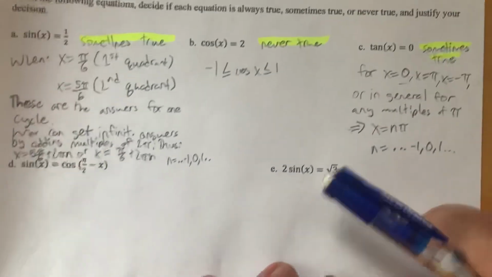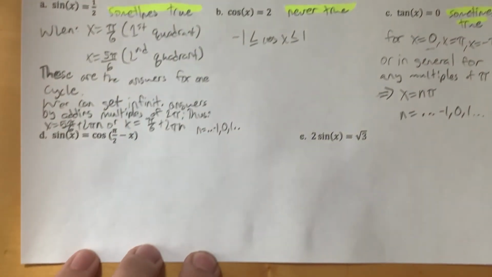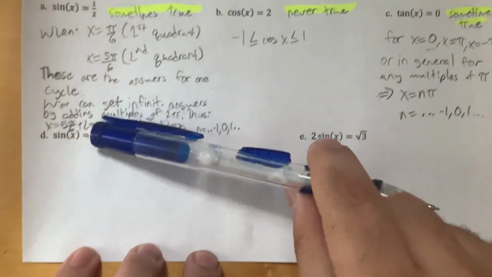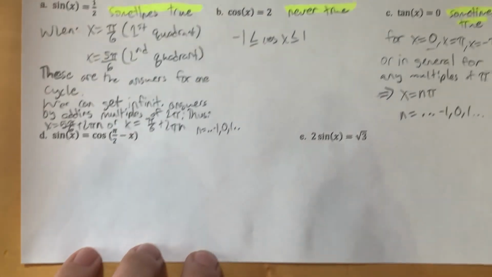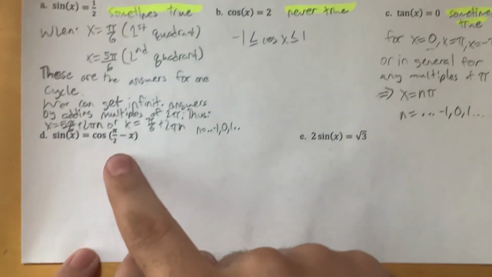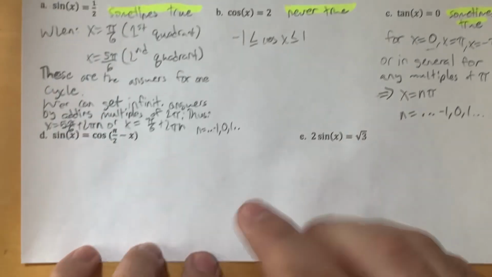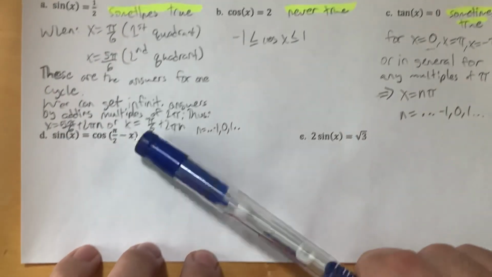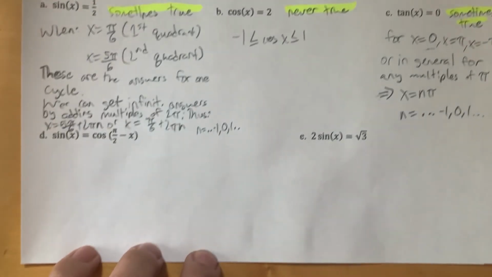All right. So D and E. They might look scary, but they're not. So if we look at that, sine of x equals cosine of pi over 2 minus x. And remember, how do we shift to the right? Well, pi over 2 shifts it to the right to make the cosine graph look like the sine graph. So this cosine of pi over 2 minus x does equal sine of x.